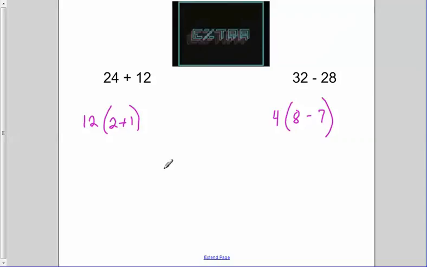All right, so this would be if you were asked to put in the distributive form by finding a factor. That is the end of the lesson.